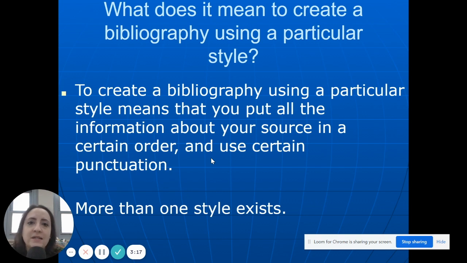Before that, let's just look at what does it actually mean to create a bibliography using a particular style. If you're creating a bibliography using a particular style, it means that you're putting in all the information about your source in a specific format. The author's name, the title, etc., is in a specific order, and there's certain punctuation that you use. And more than one style of doing this exists. Today, specifically, we're looking at the MLA format or MLA style, but there is more than one. So just like different languages have different rules regarding punctuation, capitalization, etc., different citation styles have different rules about where you put things.